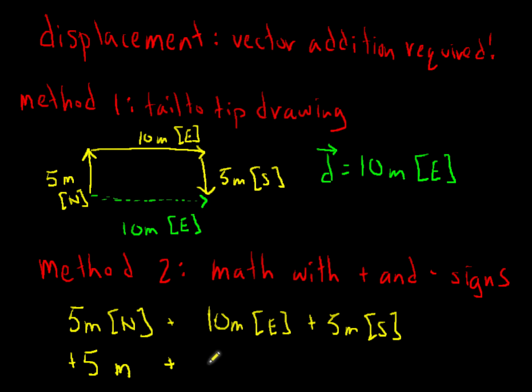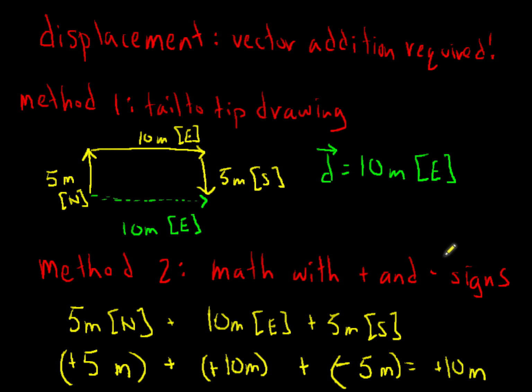North is plus, east is also plus. So we have plus 5 plus plus 10 plus minus 5 meters because south is negative. Combine these all together, we get plus 10 meters. But we have to change this positive sign back into a direction, and we take it to be east because that's what our diagram suggests it should be. So displacement is 10 meters to the east.